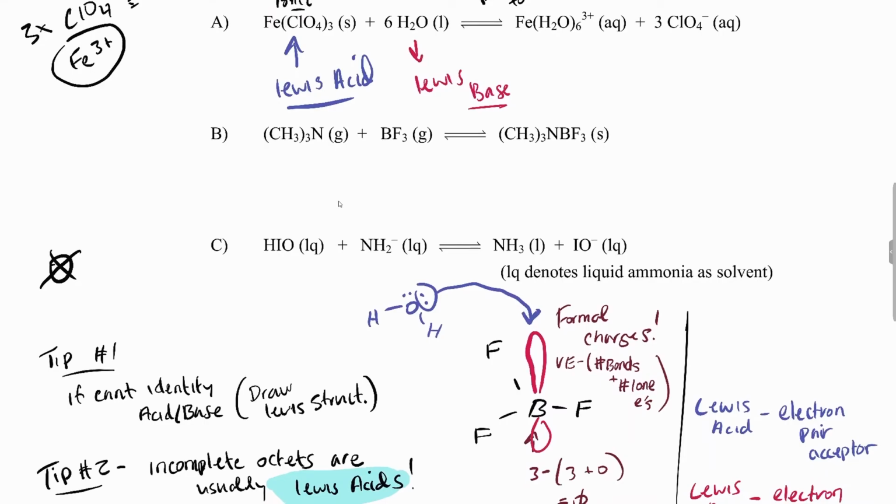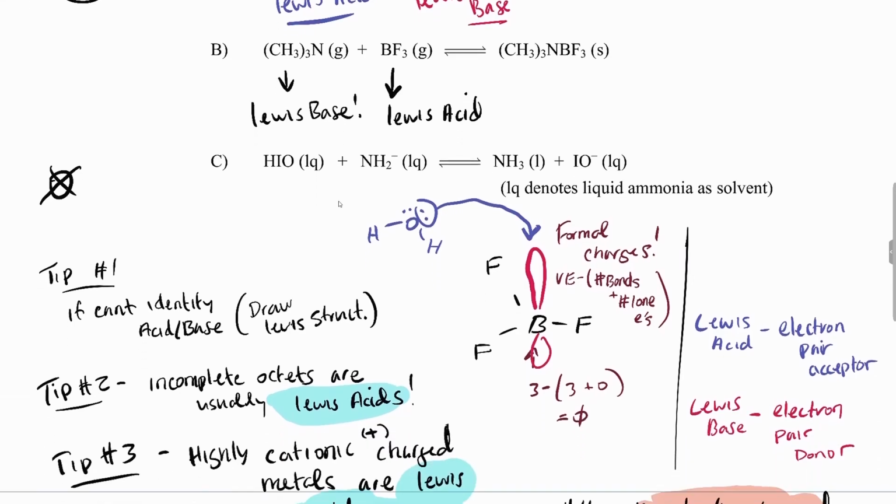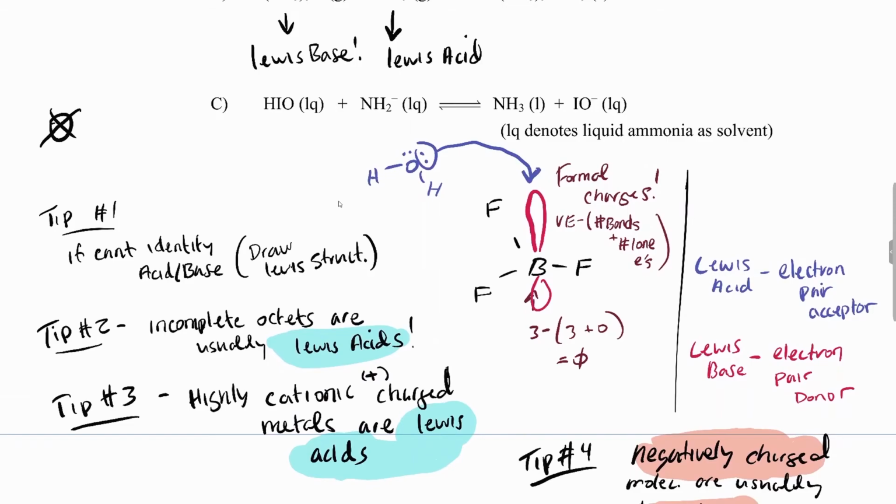Let's keep going. Part B, CH3N. Oh, and then we saw BF3 again. Remember that structure of BF3, it has that incomplete octet, which allows it to act as a Lewis acid. And if that's the Lewis acid, then we could say that this molecule here is acting as a Lewis base. Okay.